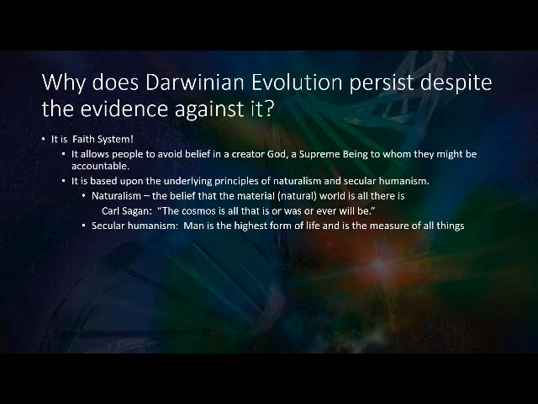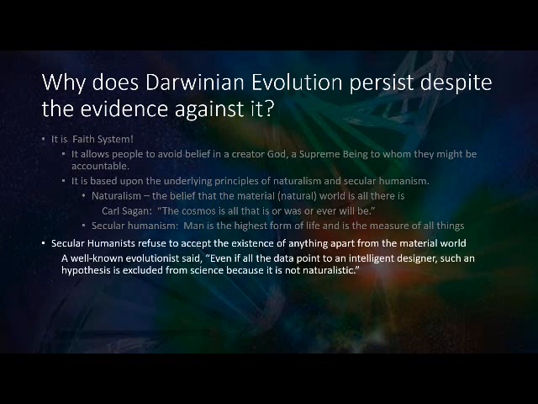Naturalism says that the material or the natural world is all there is. Carl Sagan made famous this quote. He began his famous TV series by saying, "The cosmos is all that is or was or ever will be." Secular humanists believe that man is the highest form of life and is the measure of all things. If you accept those two fundamental principles, you can't believe in a God. And so you have to come up with something else, which is why the secular humanists have turned to evolution.